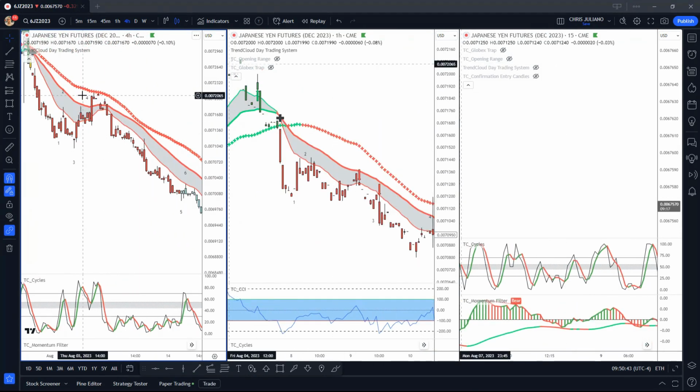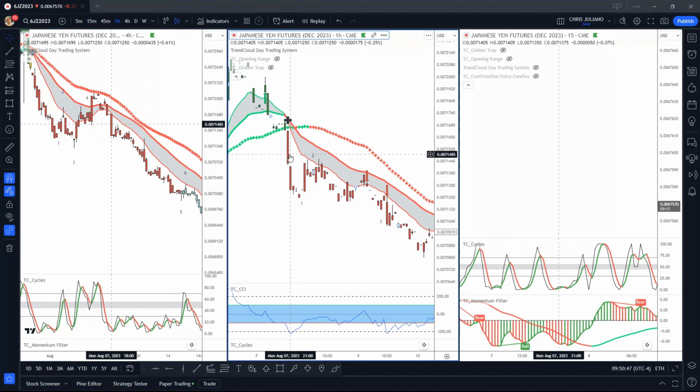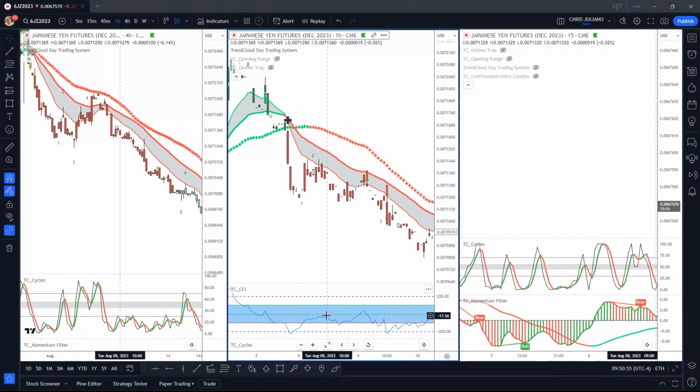We are in a downtrend, okay? Right here, candles are red. CCI is below negative 200. Great. Pulls back into that blue shaded area, and look what it does. Pulls back into the trend cloud.